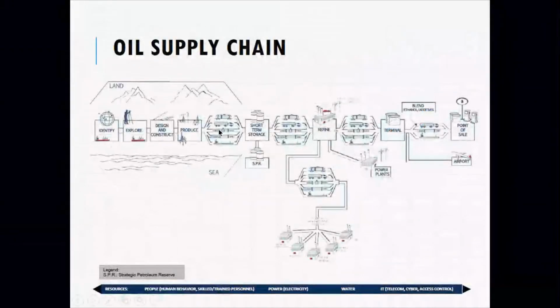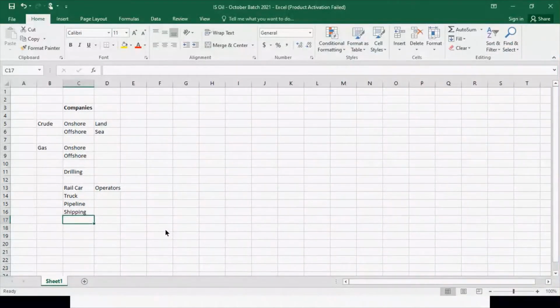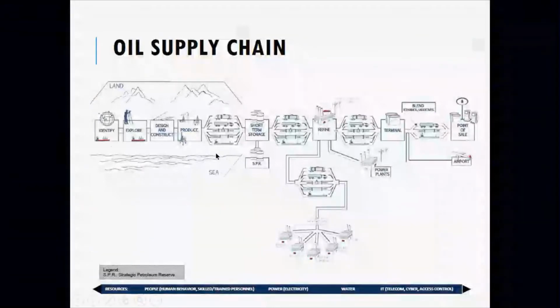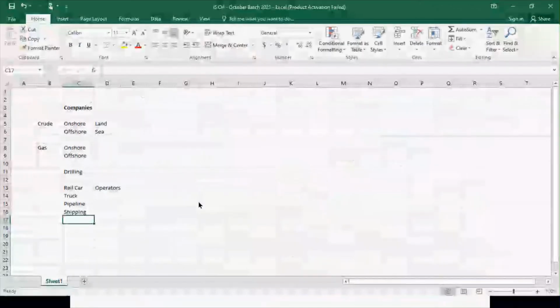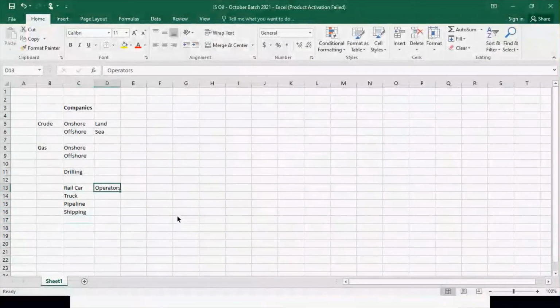And similarly, we have shipping companies, correct? Not all companies will have their own ships, right? So there can be a shipping operator. So like that, there can be different companies. So these are called operators.